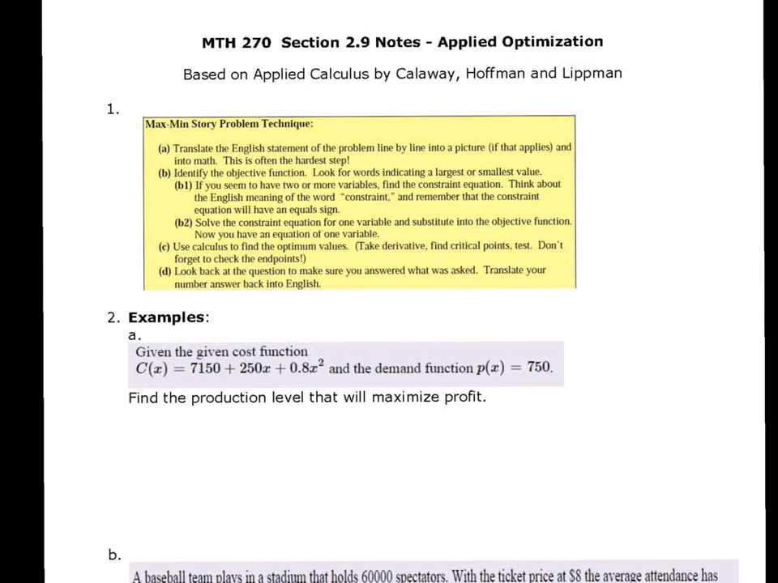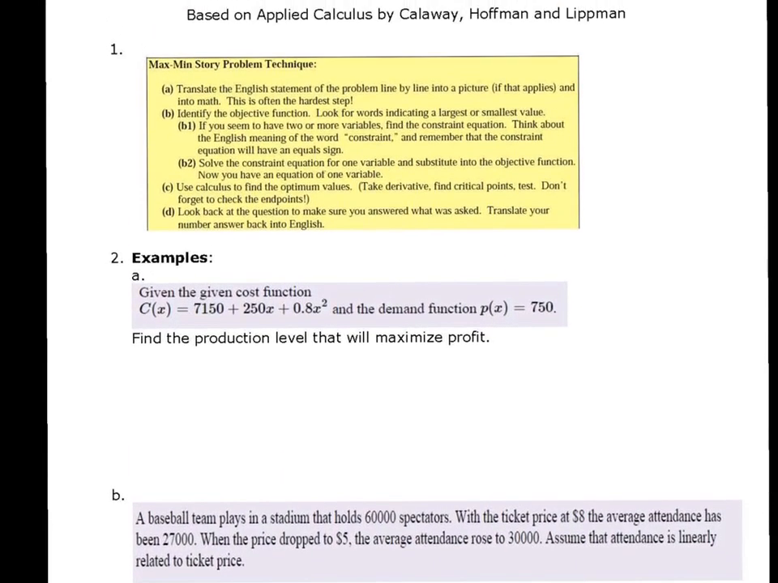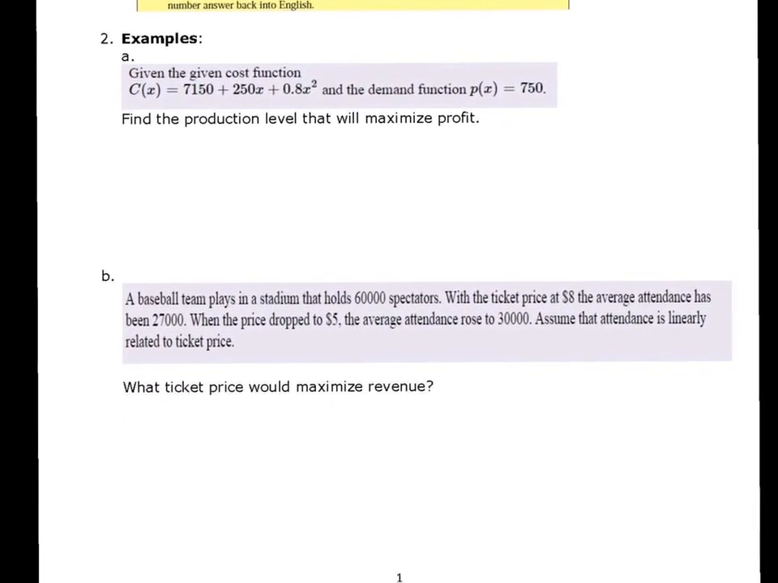Number one is the max-min story problem technique from your textbook. So basically, I like to revise that a little bit and just say, you've got to figure out what you need to minimize or maximize, and make sure you have a function for that. Once you do, you take the derivative, set it equal to 0, and solve, and that's going to give you your min or max.